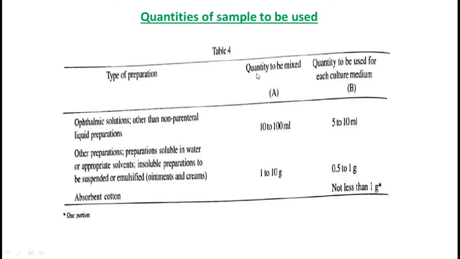Let's see about the table 4 content. It gives the information regarding the quantity of the product that is to be mixed from the containers which are to be taken as per table 1. That depends on the type of product, and that information is given in column A, and then the quantity that is to be used from this mixed quantity for each culture medium is given in column B. So in the case of ophthalmic solution and other non-parenteral liquid preparations, 10 to 100 ml quantity needs to be mixed from the containers, and out of that mixed pool, 5 to 10 ml is to be used for each culture medium for sterility testing. Likewise, for the other products, the information can be interpreted.